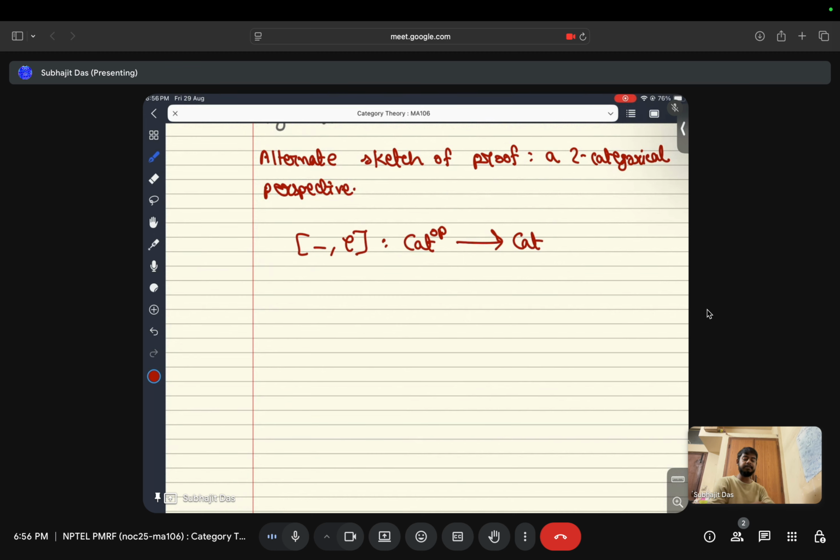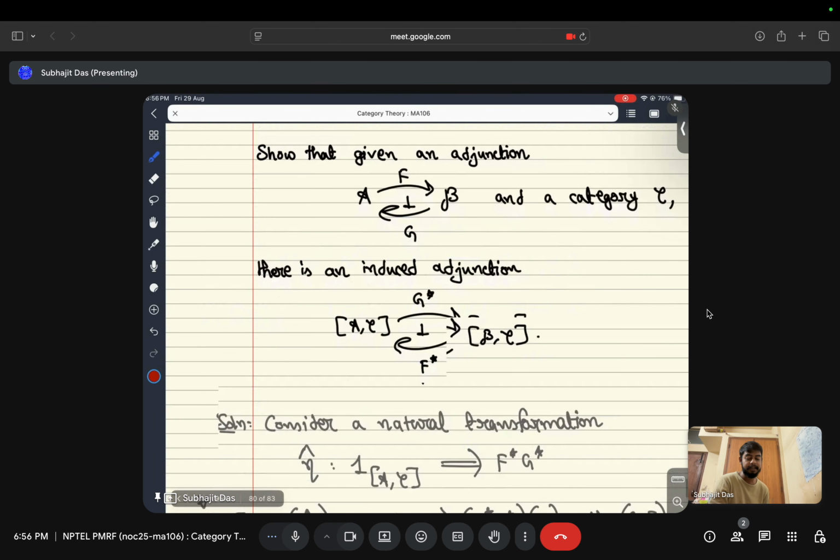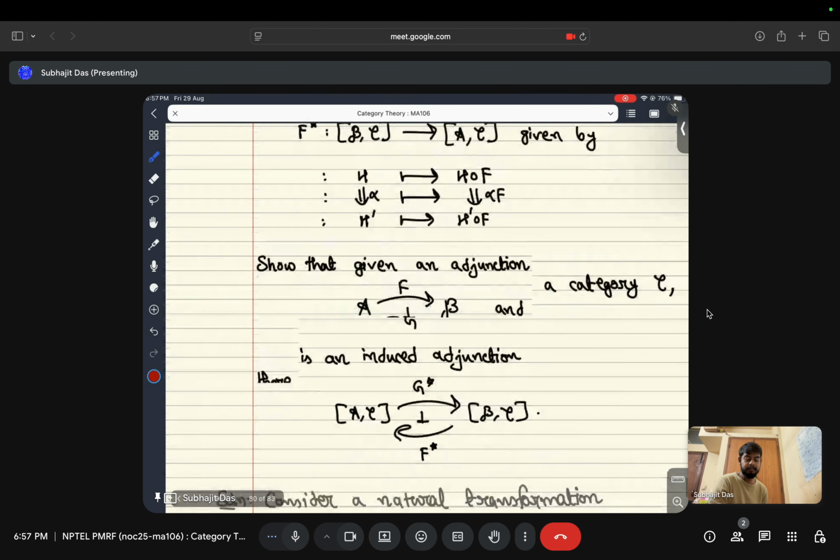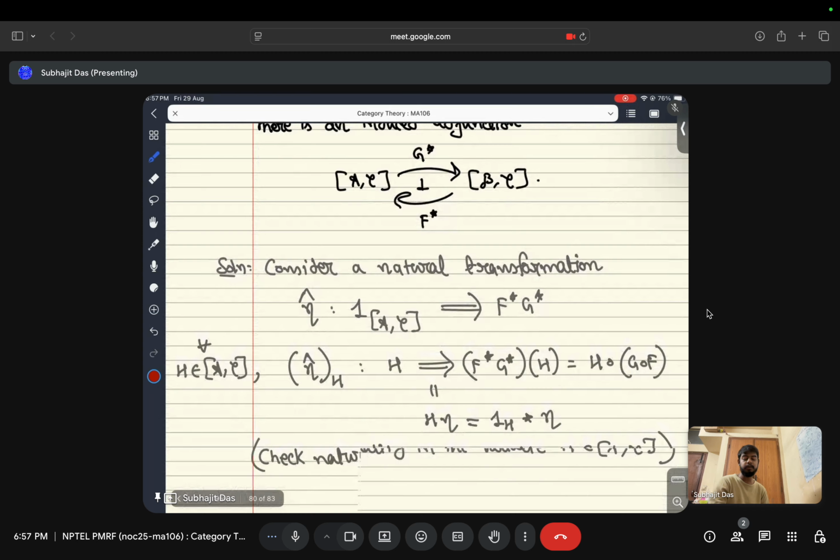And the idea is precisely this, that if you start with an adjunction in Cat op, since this is a two functor, it's supposed to carry that adjunction to an adjunction, and that is exactly what is happening. So this is exactly what I wanted to highlight.